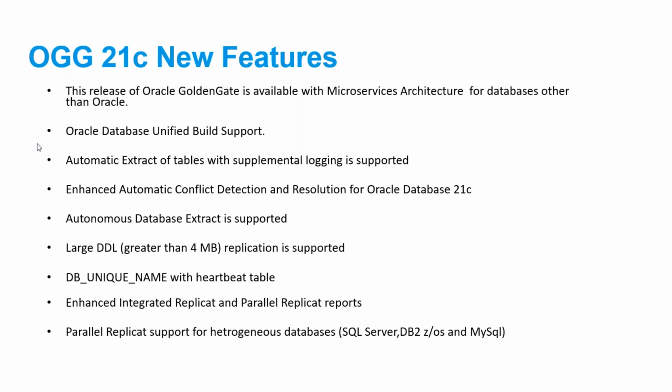Then enhanced automatic conflict detection and resolution for Oracle Database 21c. Now, in a bidirectional environment, automatic bidirectional CDR was introduced. In 12.3, it had some limited capability. In 19c, they enhanced it, and in 21c, they are saying that they have enhanced it a lot. To be very honest, I haven't tested this feature of automatic CDR in 21c yet. Until 19c, yes, but they are claiming that they have enhanced it. So I haven't tested it yet, but this is a new feature.